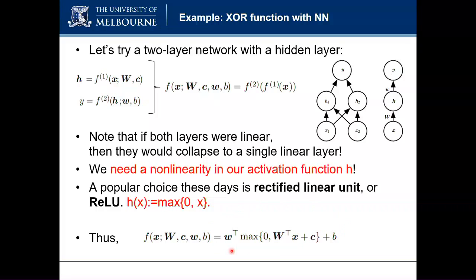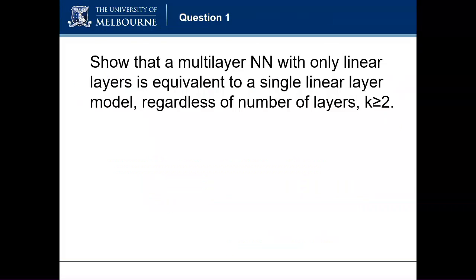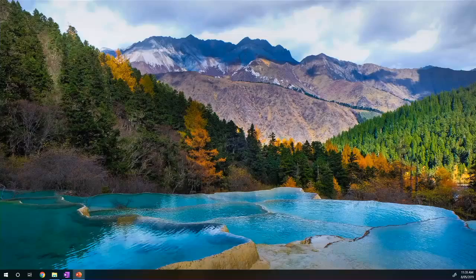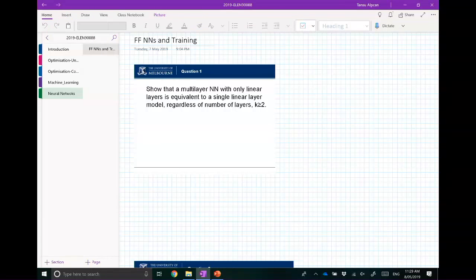So I would like to do the next question first because this is very important to drive the point. Show that a multi-layer neural network with only linear layers is equivalent to a single layer network model that is linear, regardless of the number of layers. Let's do this because, as I say, it really drives the point and hopefully makes you not forget it. So let's write this down.